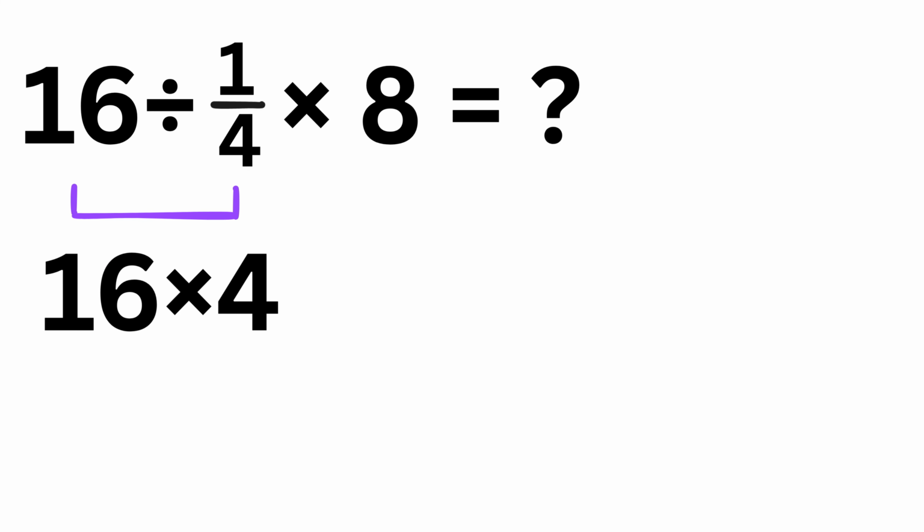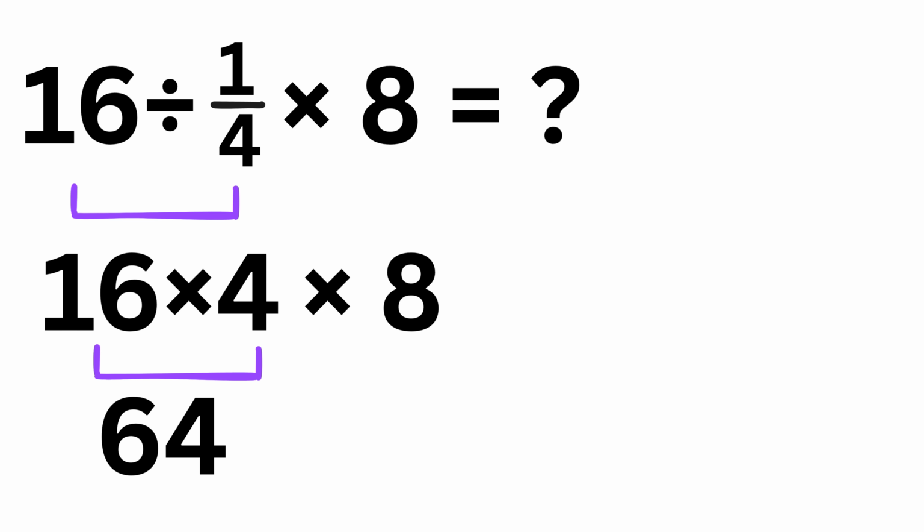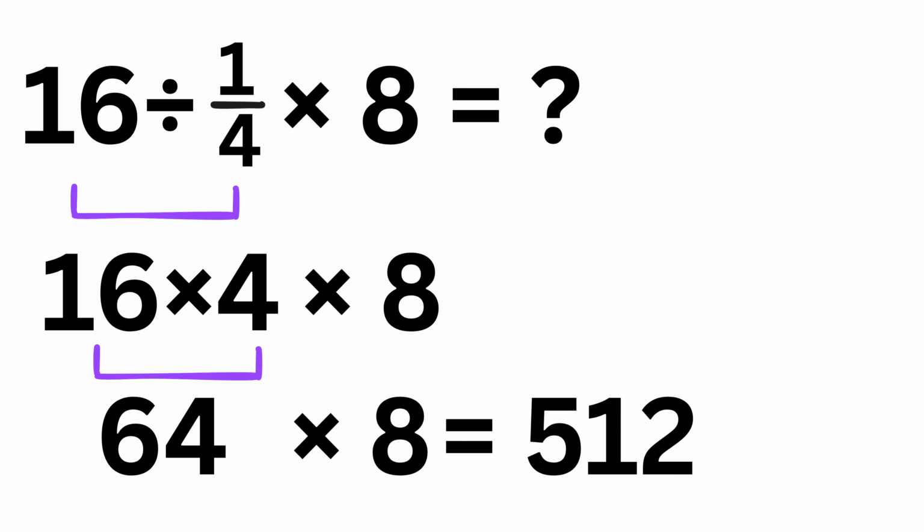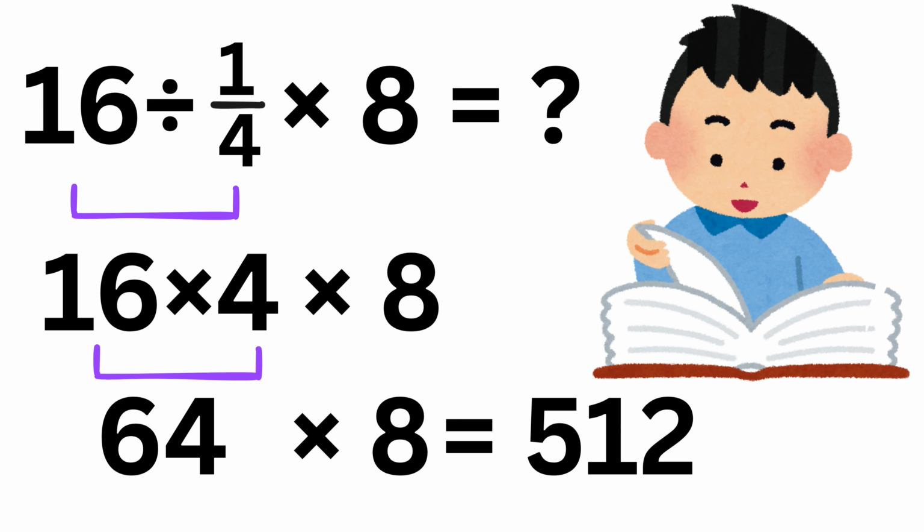So now we have 16 times 4 times 8. First, 16 times 4 gives us 64. And then 64 times 8 gives us 512. And this is our final answer to this problem. The correct answer is 512.